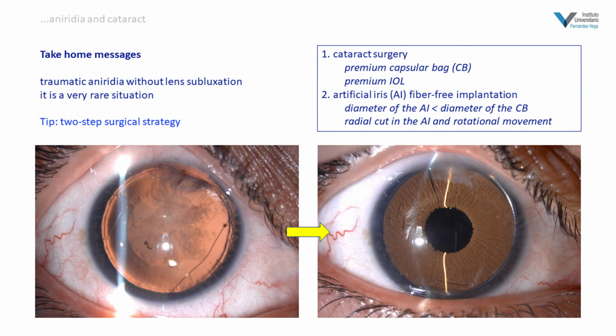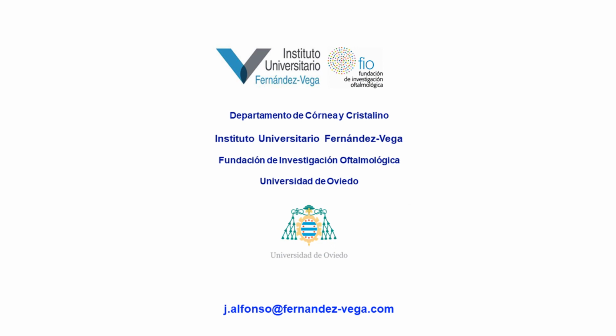In conclusion, traumatic aniridia without lens subluxation should be treated with a two-step surgical strategy. The surgical technique proposed for cataract surgery in the first step achieves a stable capsular bag that facilitates the implantation of the artificial iris in the second step. Thank you for your kind attention.